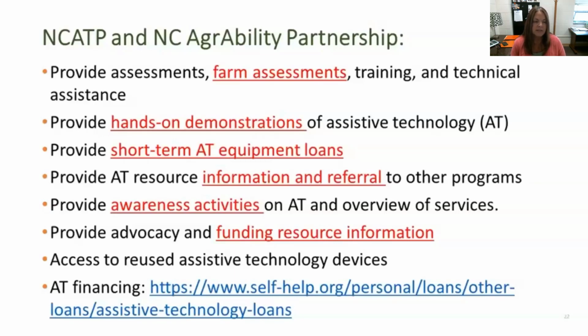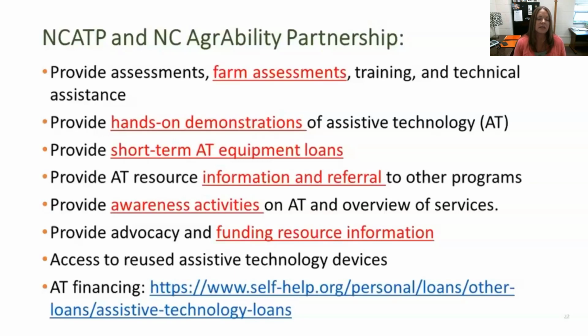So with that, we started providing assessments, assistive technology assessments, farm assessments, going out, not only looking at the farm, but many times when we're out there, we're also looking at the home, especially if somebody has been newly injured or has a new medical condition.